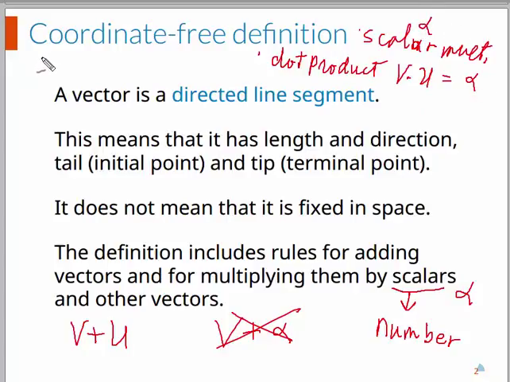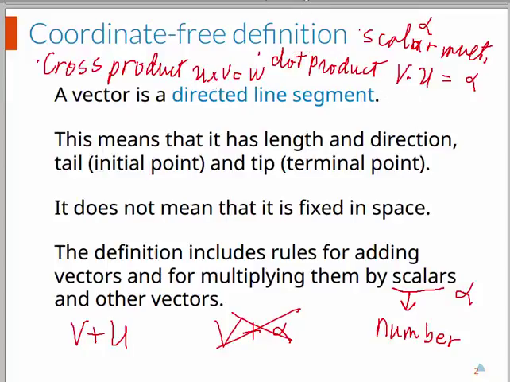There's another type of multiplication, and that's you take two vectors, you apply what's called a cross product, and you get another vector. So that's your cross product. And so those are ways that you can multiply vectors together. There's u cross v, and that equals another vector w.